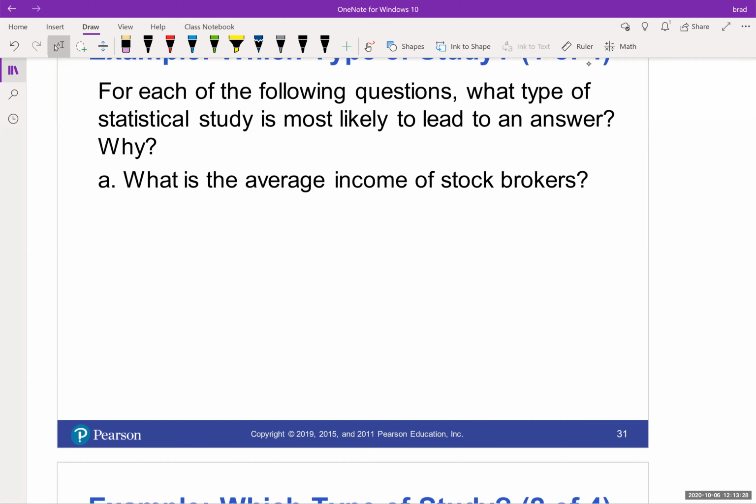So for each of the following questions, what type of statistical study is most likely to lead to an answer? Why? Okay, so let's look at this. It says, what is the average income of stockbrokers? So you're not going to give stockbrokers a treatment or anything like this. So this would not be an experimental study. This would be an observational study. We only need to survey the stockbrokers. We don't need to administer a treatment.